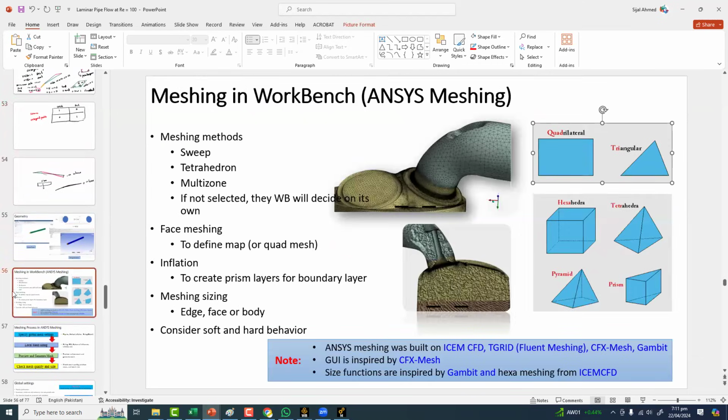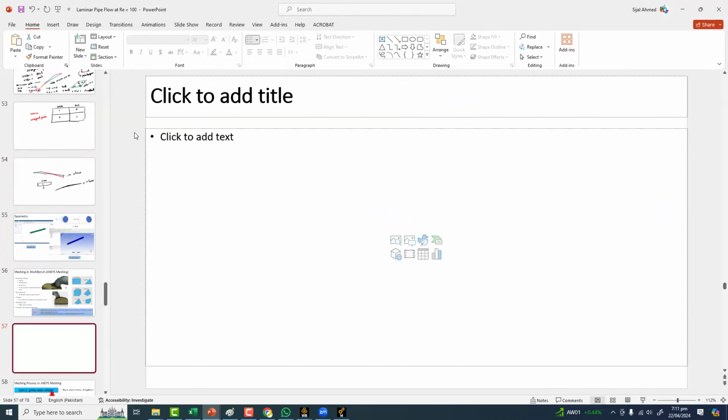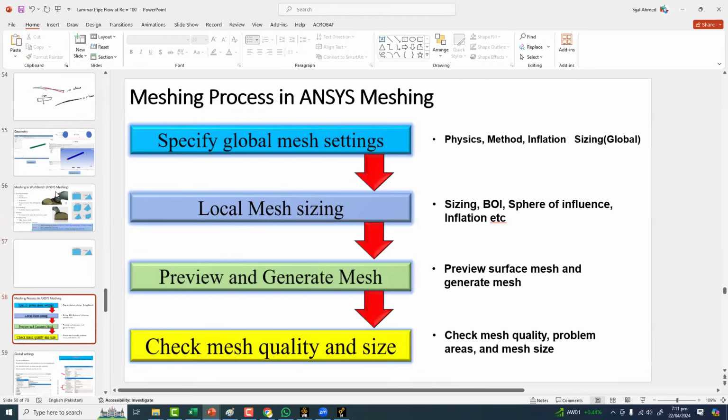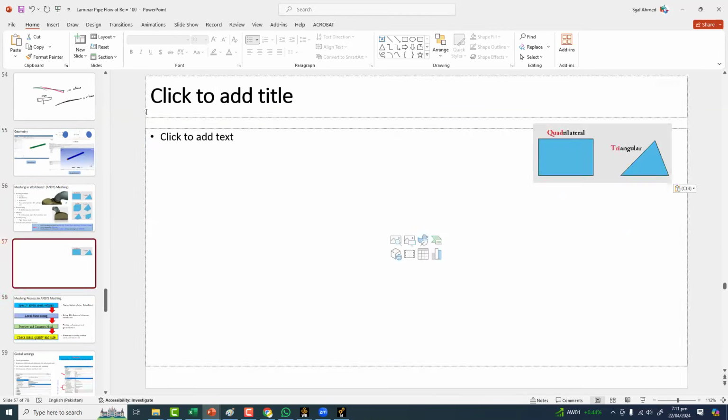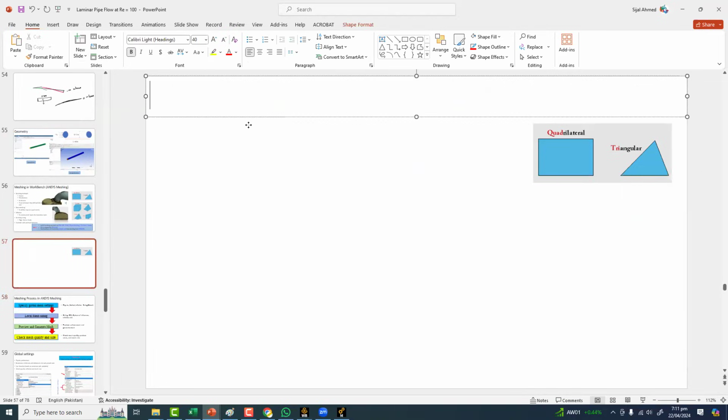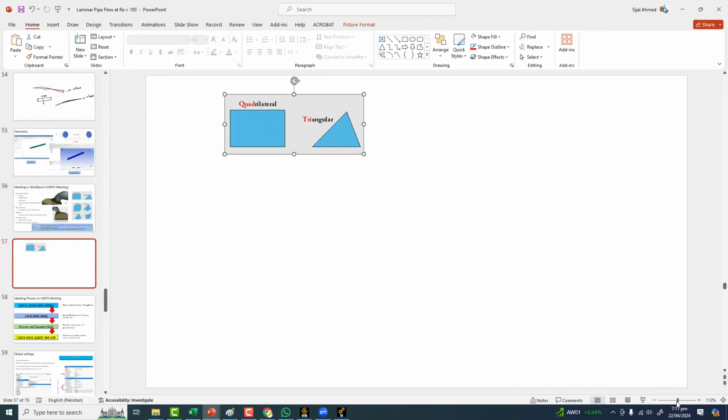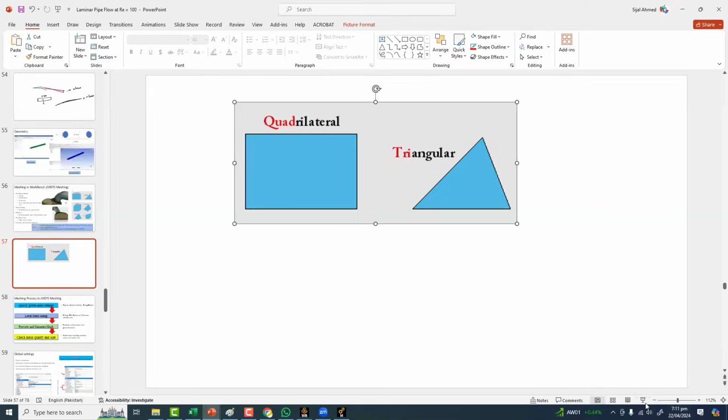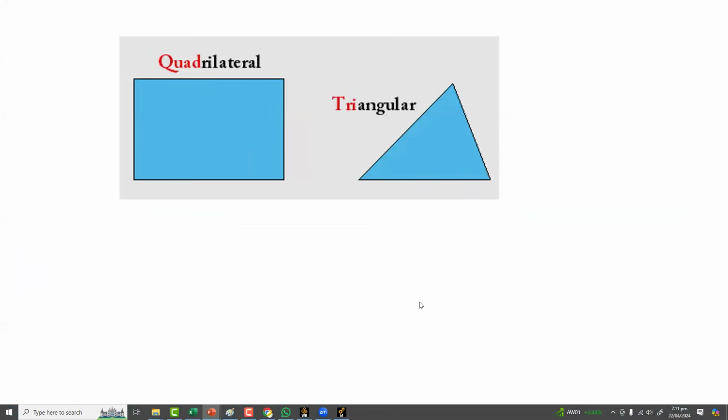Okay, now let's take an example with these elements. Okay, so if you take a look here at these element shapes. So one shape is a quadrilateral, the second shape is a triangular. Okay, so quadrilateral means any shape that has four sides. So its perfect shape, our ideal shape, would be the rectangle.